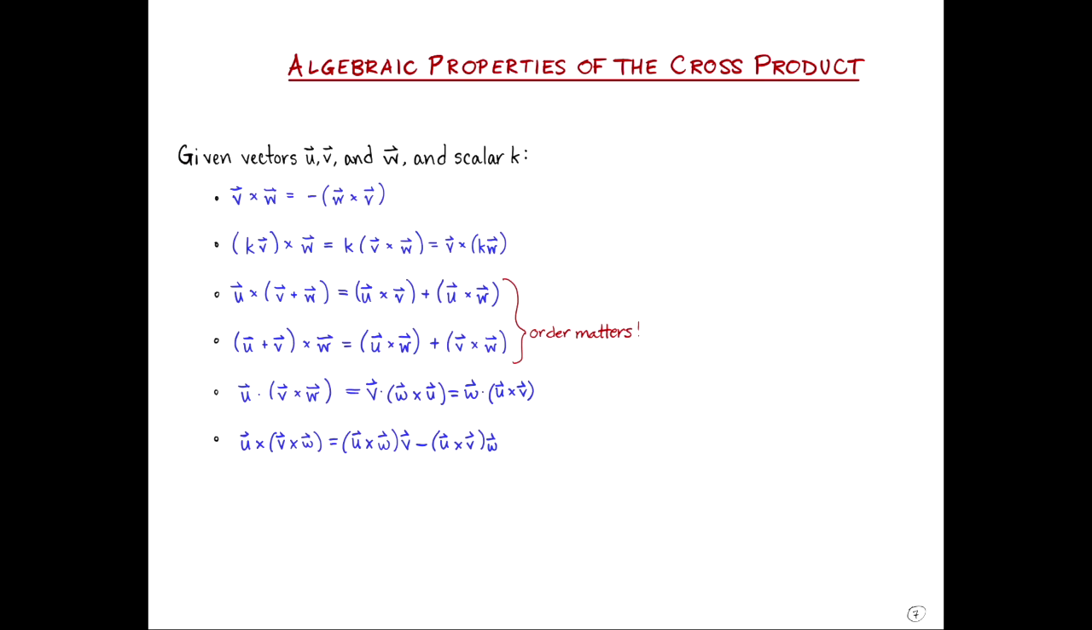Given the vectors u, v, and w, and some scalar k, we've already discovered our first property. V cross w is equal to negative w cross v. We call this anti-commutative. Geometrically, this means that the vector v cross w is going to point in the opposite direction of the vector w cross v.